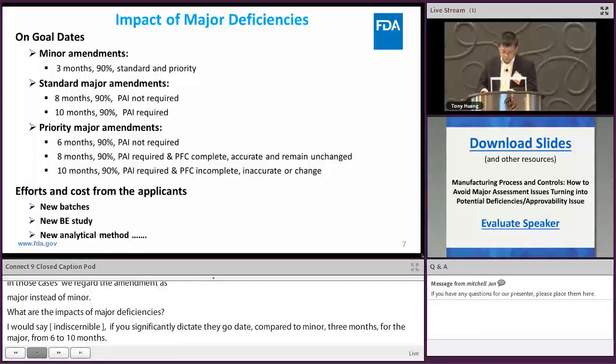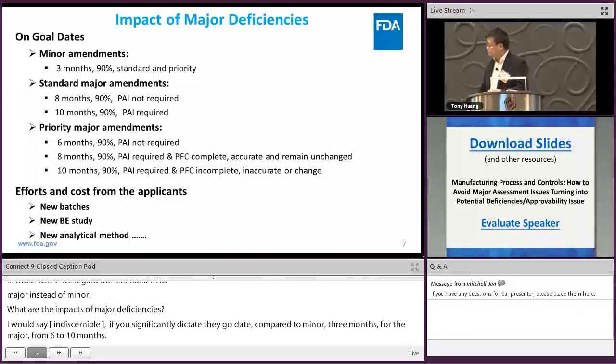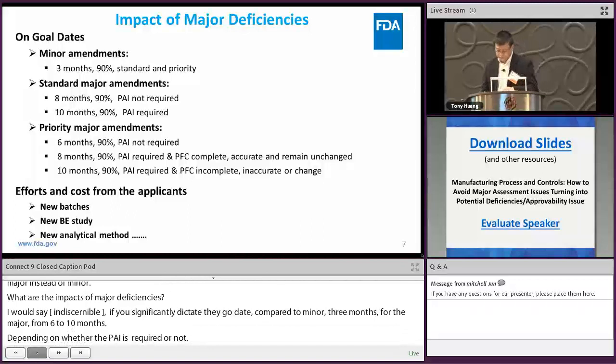You need to manufacture new batches, do the new bioequivalence study, develop new analytical method, and do this whole validation studies. So that's something you want to avoid.